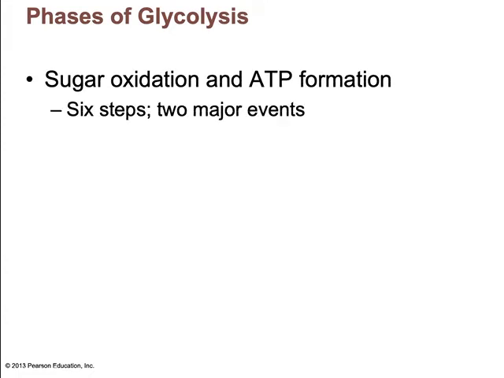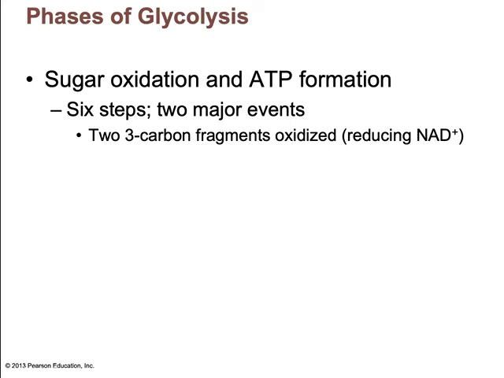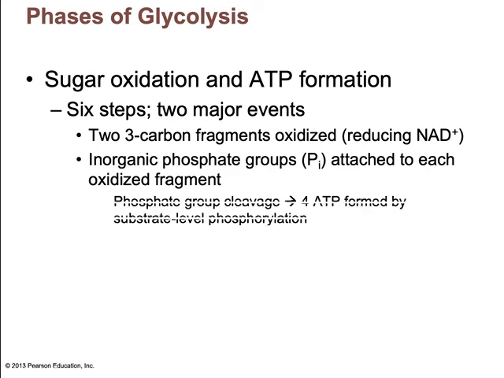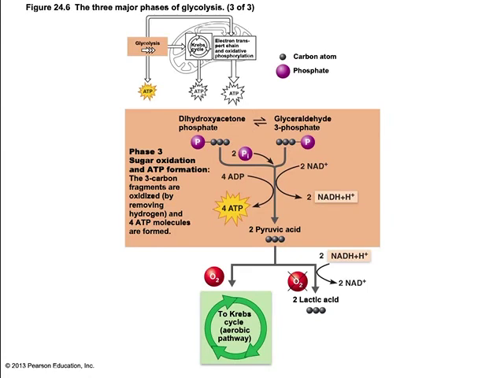And then the following part is the oxidation of the sugar. It has two major events. The 3-carbon fragments are oxidized and generate NADH. An inorganic phosphate group is attached to each fragment to make something called phosphoenol pyruvate. And the phosphoenol pyruvate can undergo a substrate level phosphorylation of ADP to make ATP. And so that is one of the locations where it happens in glycolysis.